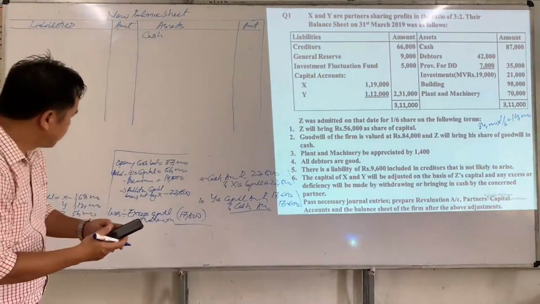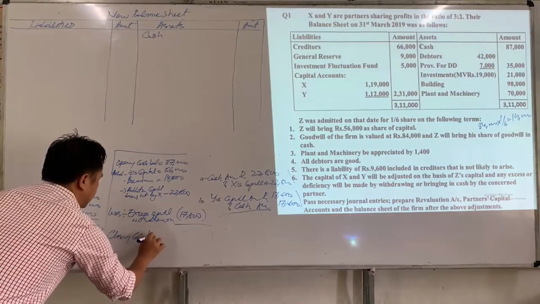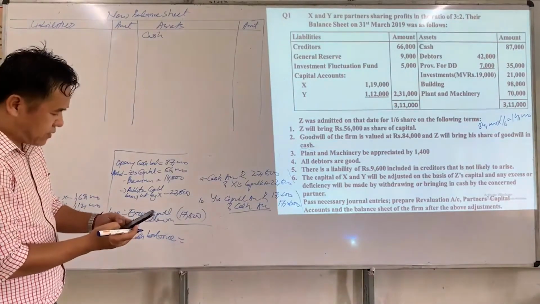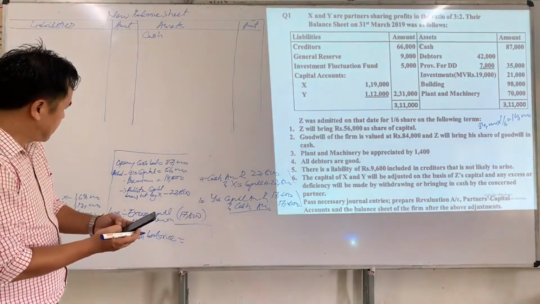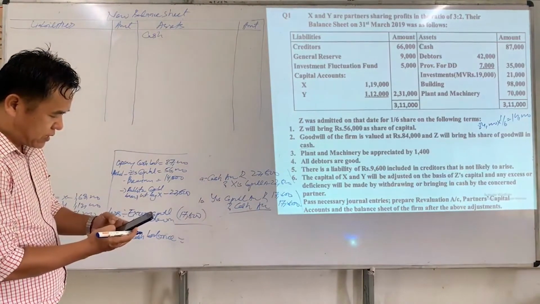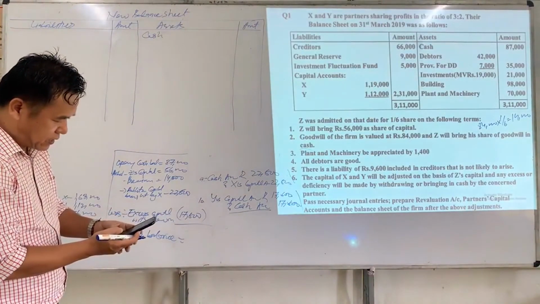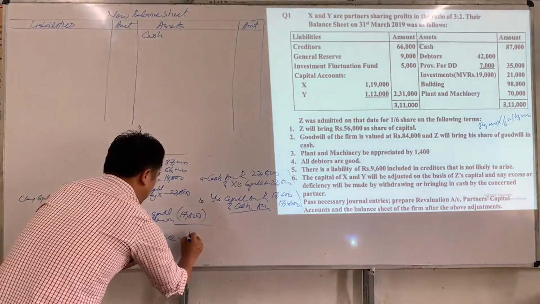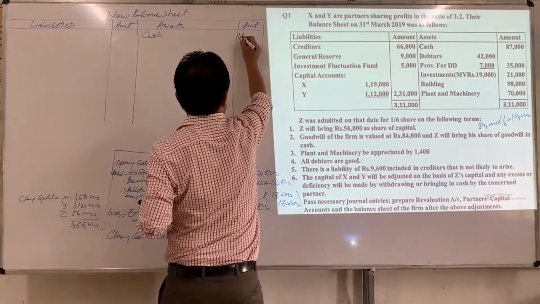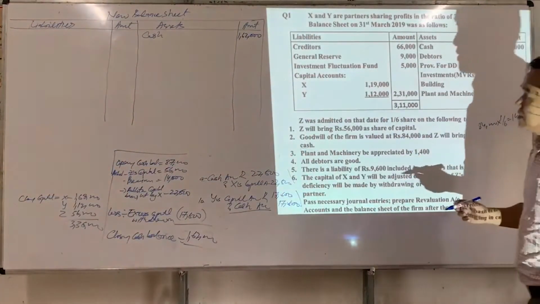Now we are going to find the closing cash balance. Closing cash balance: 87,000 plus 56,000 plus 14,000 plus 22,600 minus 17,600. Okay, so the closing cash balance will be 1,62,000. So here we have to write the closing cash balance is 1,62,000.